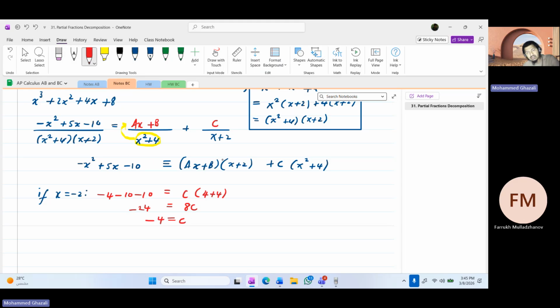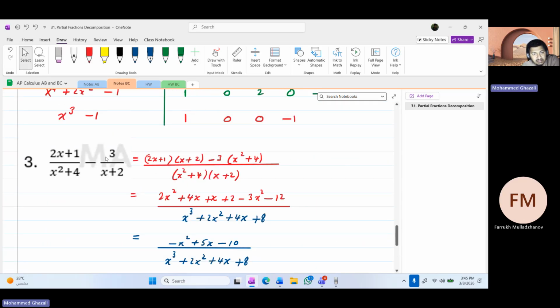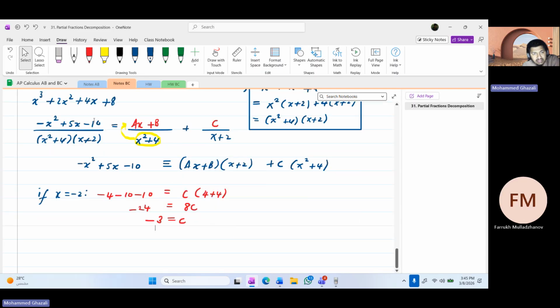And did we have c value as negative 4 in the original? Negative 3. Sorry about that. Negative 3. Did we have a value of c which was negative 3? Yes, it's here. Negative 3 over x plus 2. So you can see you're taking an answer and decomposing and you're coming back to the original sum. That's so great.